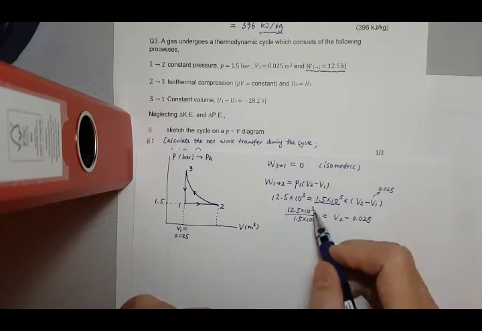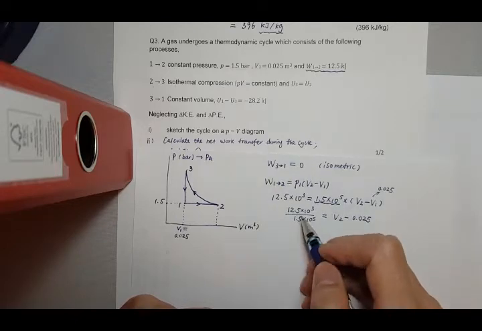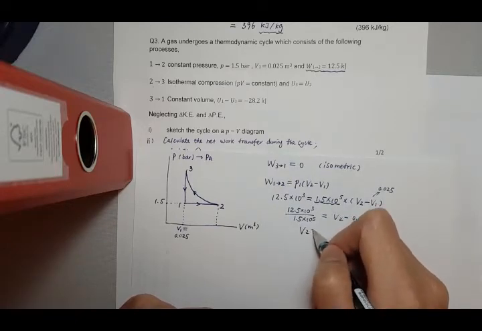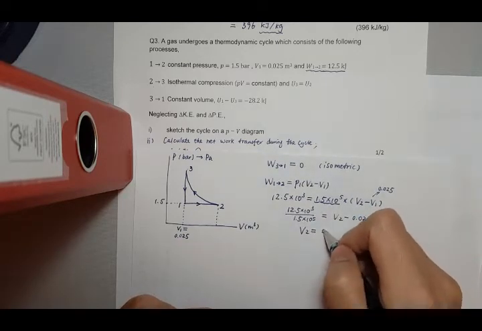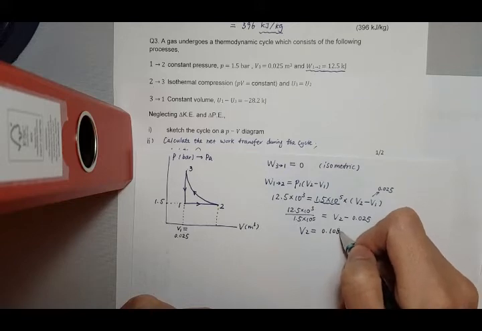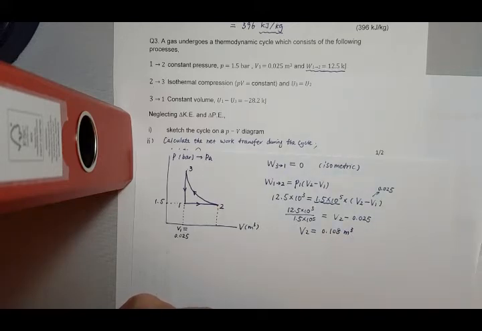Okay, so once you calculate this one, you also move 0.025 over to the left as well, and then you can calculate the value of V2, which is 0.108 cubic meter.